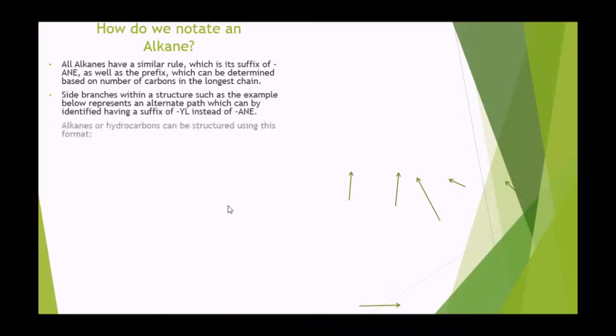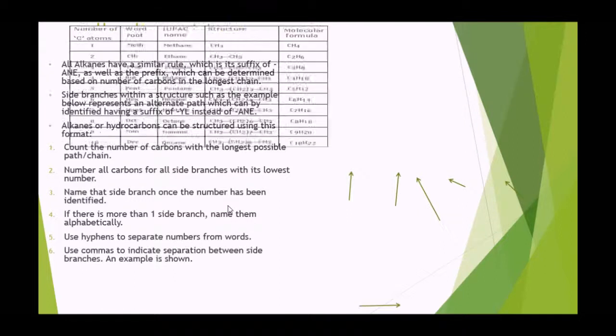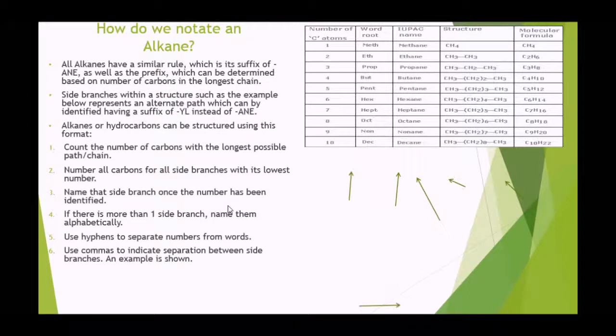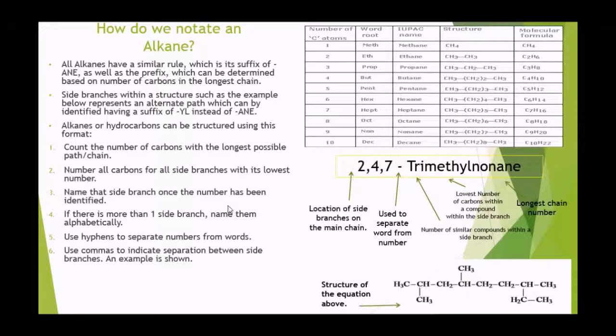Now, how do we notate alkanes? Alkanes have a similar rule, which is the suffix of -ane, as well as a prefix, which is shown to the right. How long the longest chain of carbon is within the structure determines the prefix for its notation. So, in the example shown in the bottom right, we have 9 carbons in the main chain, which can be further described as nonane.